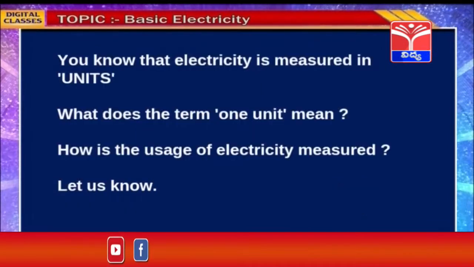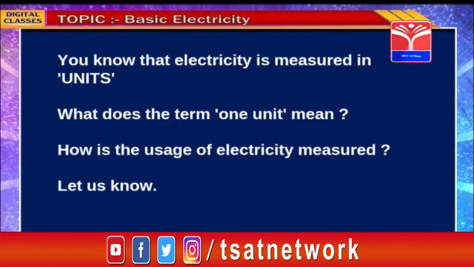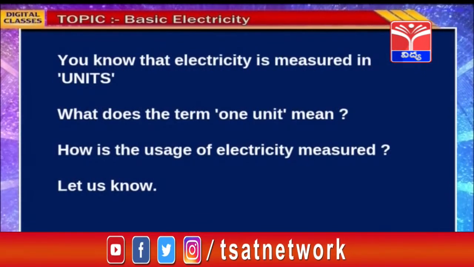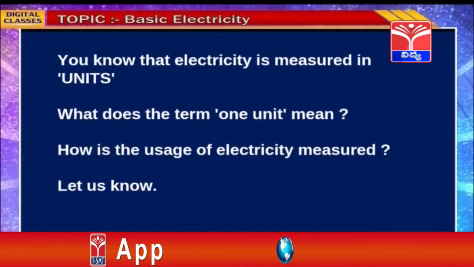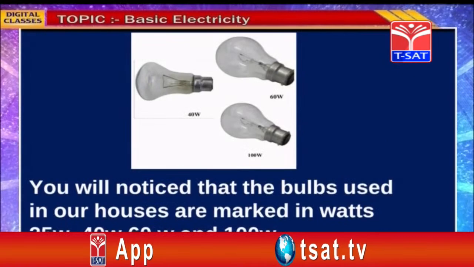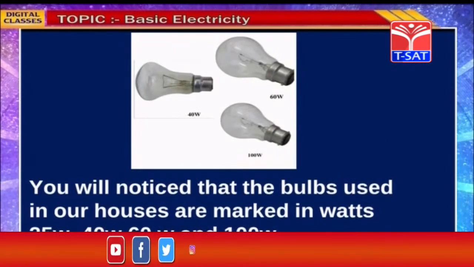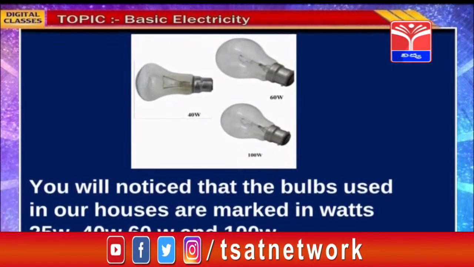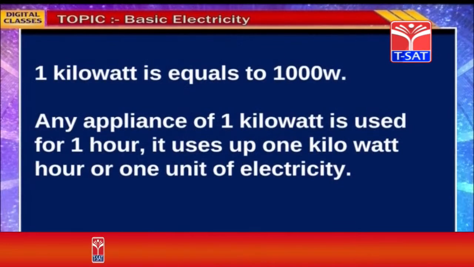You know that electricity is measured in units. What does the term 1 unit mean? How is the usage of electricity measured? Let us know. You will notice that the bulbs used in our houses are marked in watts: 25, 40, 60 and 100. 1 kilowatt is equal to 1000 watts.